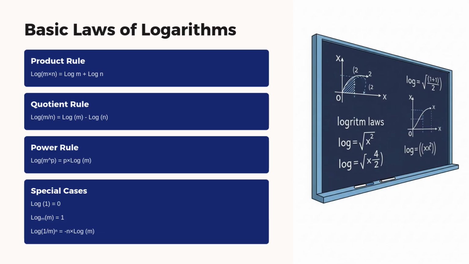Special cases. Log of 1 equals 0. Log of m with base m equals 1. Log of 1 divided by m raised to the power n equals -n times log of m.